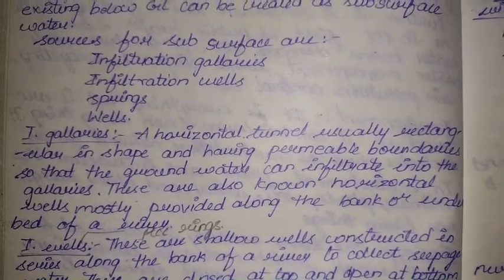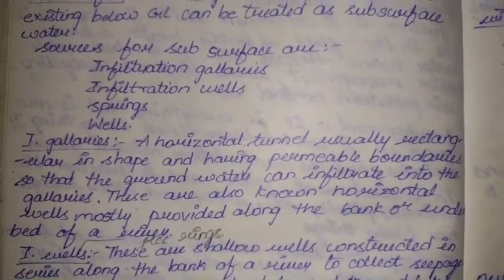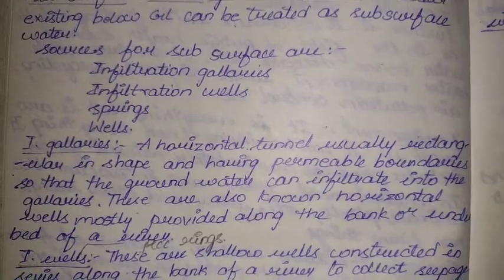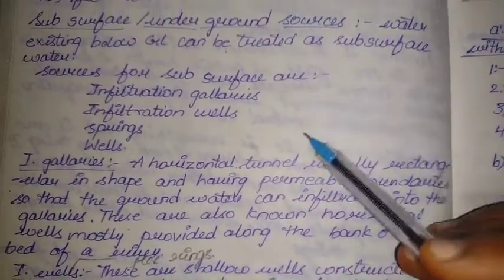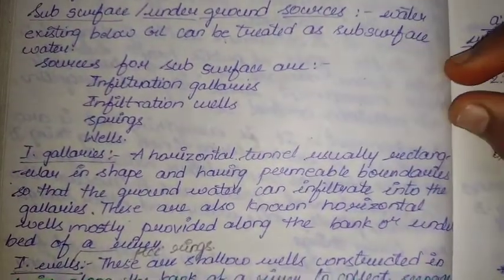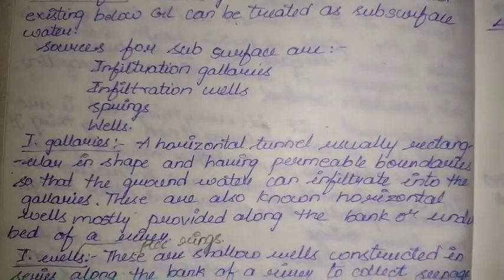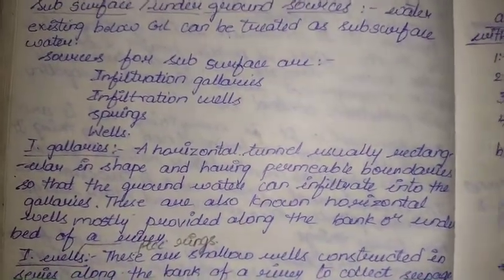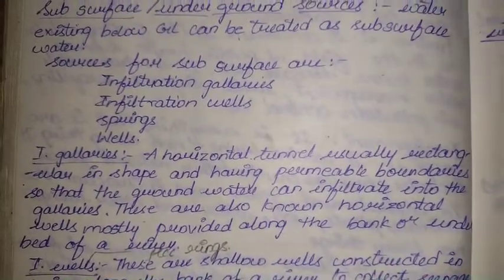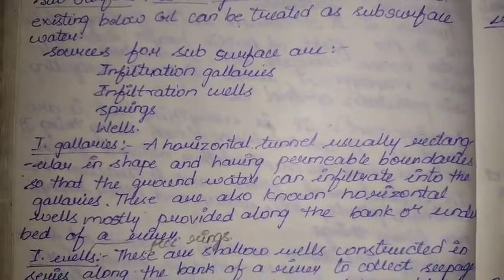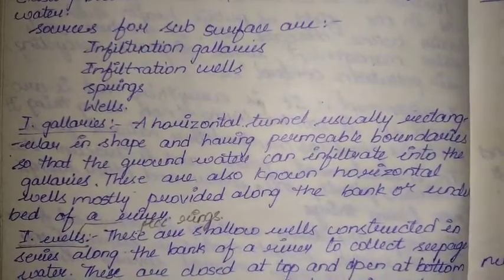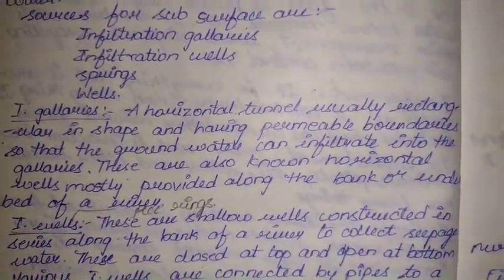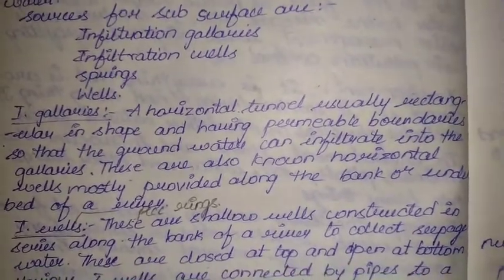They are also known as horizontal wells, mostly provided along the bank or underbed of a river. Okay, along the bank of the river on the underbed side, we are providing a horizontal pipe-like structure, like a horizontal well we can say. So that is permeable in nature along the boundaries. So that is just allowing the groundwater to infiltrate through it. Okay, so it is just an infiltration gallery. The water is infiltrating through that.